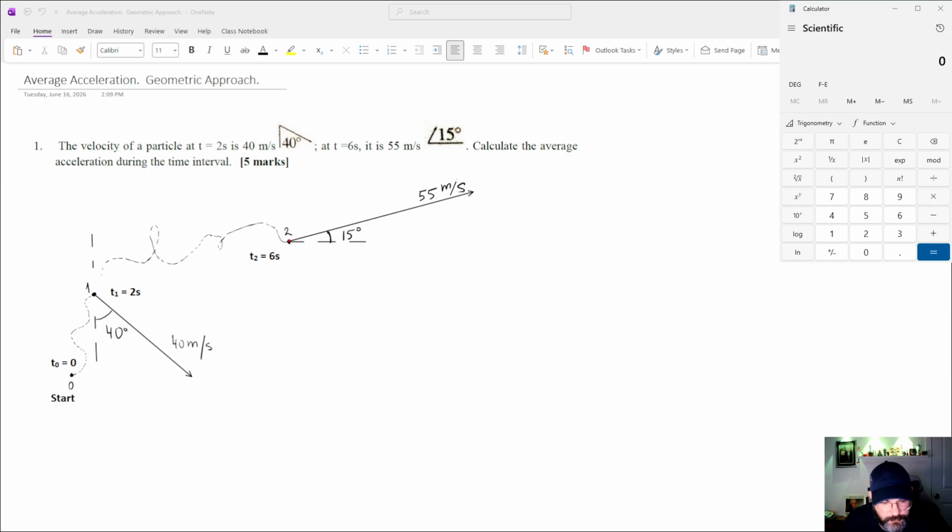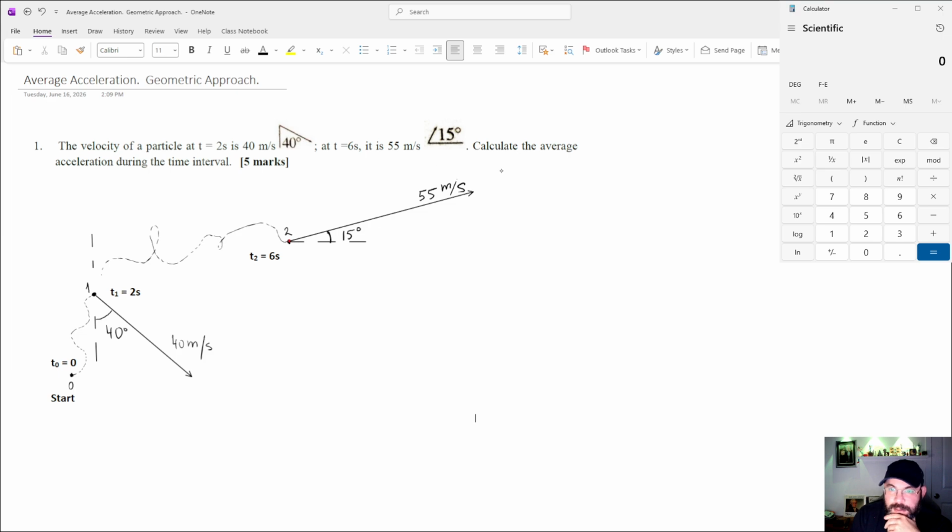Okay, so let's solve this problem. So this is our acceleration problem. We have a body, so it is traveling from point 1 to point 2. It actually started somewhere at point 0. So then after 2 seconds, this body was at point 1. And after 6 seconds, this body was at point 2. We need to calculate the average acceleration.